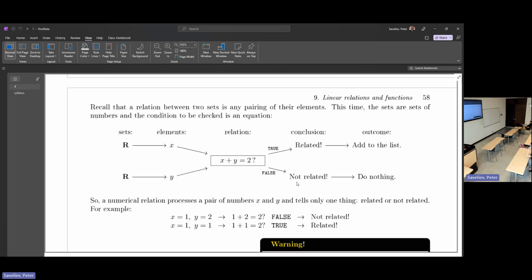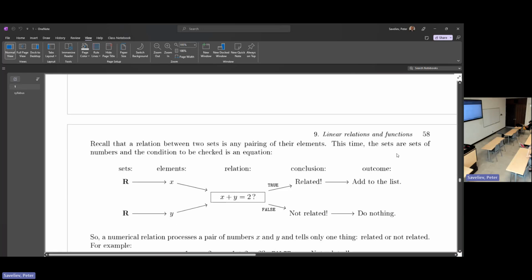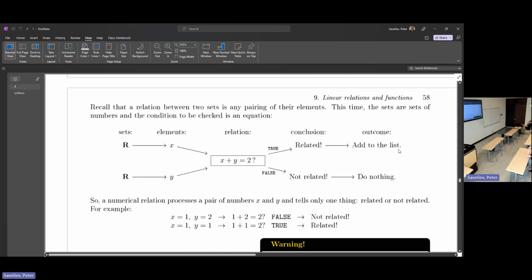So this is where we are right now. The topic is linear relations and functions, primarily referring to still familiar business. This is the attitude that we have been using, and now it's going to change slightly.